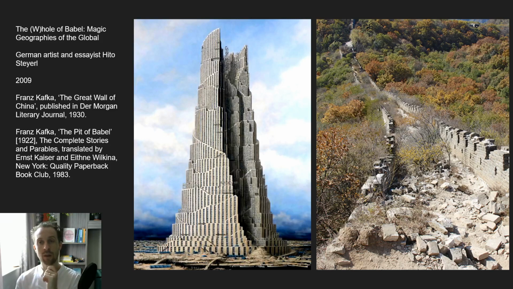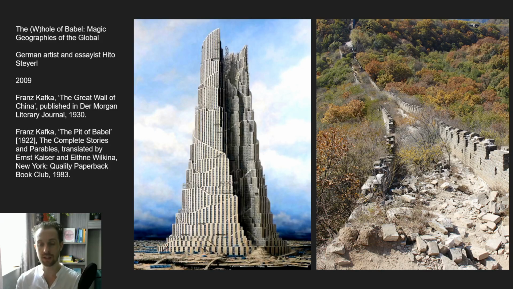To take the analysis a little further, in the 1999 essay, The Whole of Babel, Magic Geographies of the Global, German artist and essayist Hito Steyerl explores how the Tower of Babel myth can be used to explain contemporary tensions between different populations today, such as different language groups and different cultural groups.